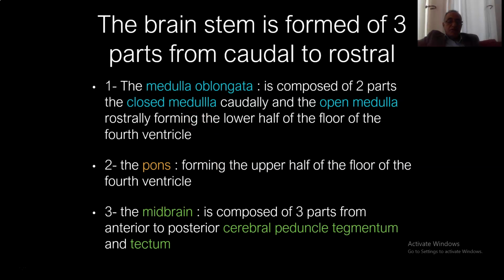The brainstem is formed of three parts, from caudal to rostral: the medulla oblongata, which is composed also of two more parts, the closed medulla caudally and the open medulla rostrally, forming the lower half of the floor of the fourth ventricle. The pons forms the upper half of the floor of the fourth ventricle, and the midbrain is between the pons and the subthalamus, between the brainstem and the brain. It's composed of three parts, from anterior to posterior: the cerebral peduncle, the tegmentum, and the tectum.